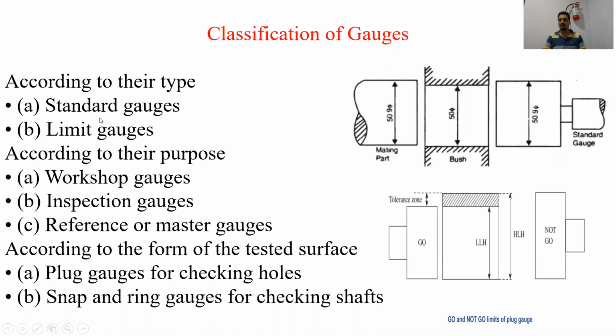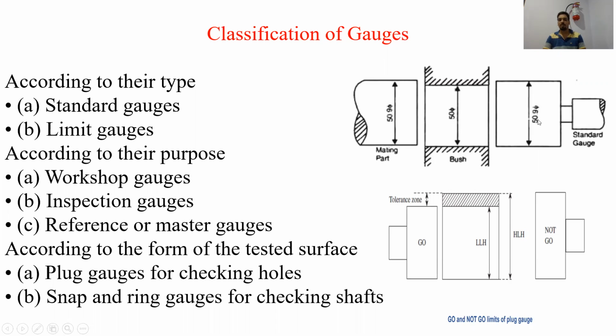A standard gauge is the go gauge which is designed according to the exact model of the mating member whose dimension is to be checked. For example, in this diagram there is a bush which has a hole of 50 diameter, and this is the mating part which is to be inserted into it. This is the bearing, so there will be an interference fit. This mating part will be equal to the standard gauge, so the mating of the part is checked by the standard gauge.